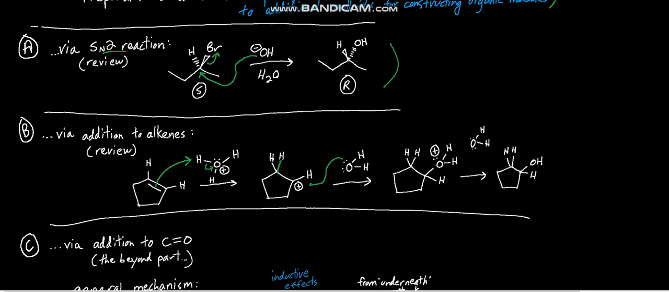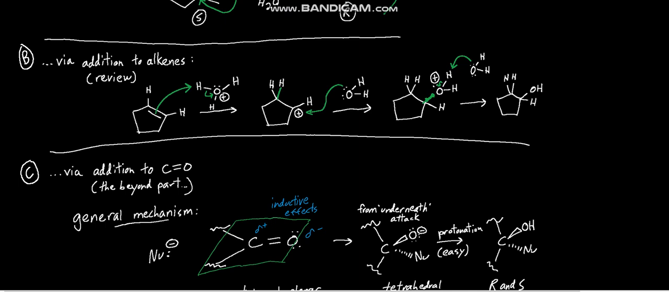Oxygen in water can come straight in and bond, creating that bond. Remember, bonds are just pairs of electrons being shared. Then a quick deprotonation, and we want to know that deprotonations can occur so easily like this that eventually we don't have to necessarily show it every time because it gets tedious. So that's also review: addition to alkenes making alcohols.